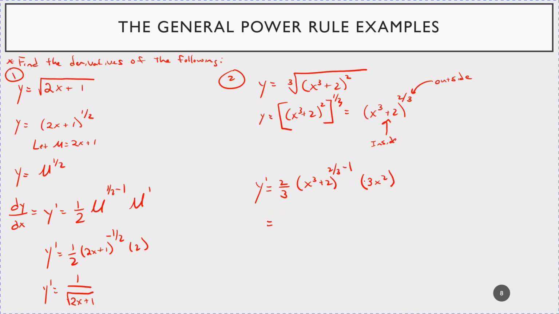Well, look, the 3 and 3 here will cancel, right? Because the 3 in the denominator here in the numerator. So you're just left with 2x squared times, and then this becomes x cubed plus 2. 2/3 minus 1 gets me minus 1/3. So then just bringing the negative exponent down, this ends up just being 2x squared all over the third root of x cubed plus 2.